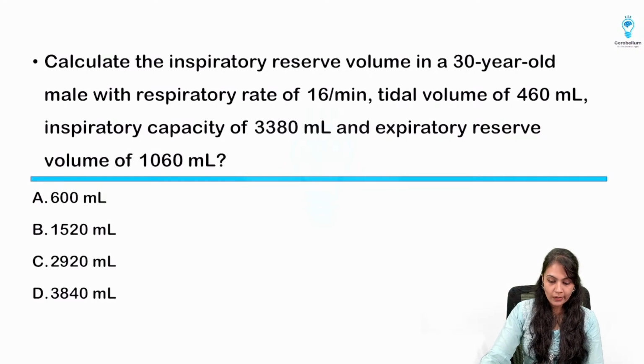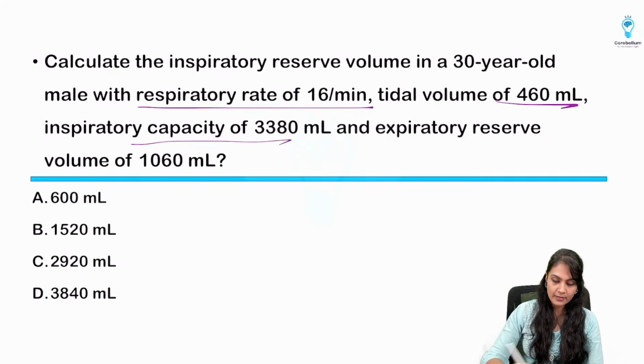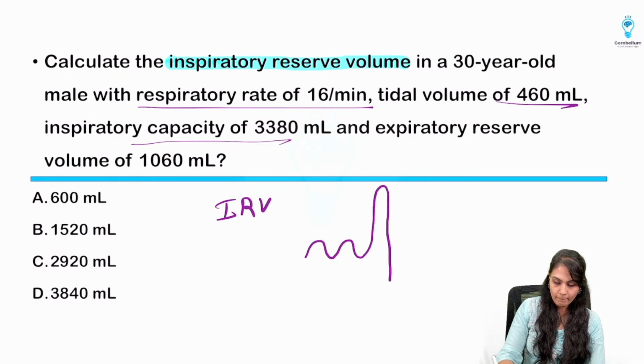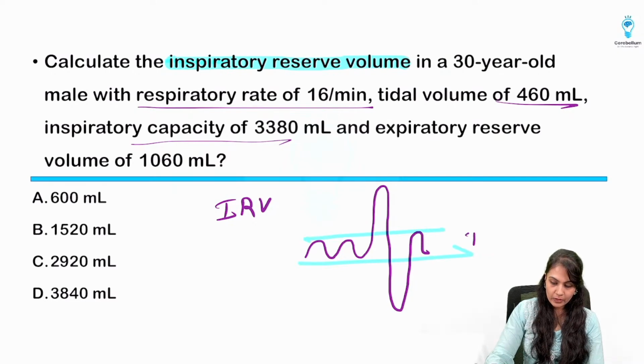Okay. So see over here, what are the information that is given? Respiratory rate is given, tidal volume is given, inspiratory capacity is given, and expiratory reserve volume is given. What we have to calculate is inspiratory reserve volume. Again, all the information is not necessary, right? Give me the answer. Till that I'll make the diagram. This is TV, this is IRV, right? And again IC is given, and EC is also given.